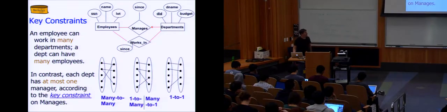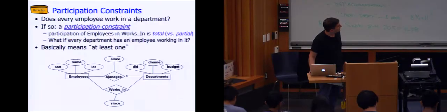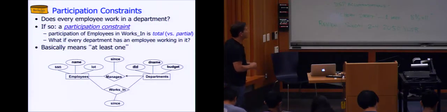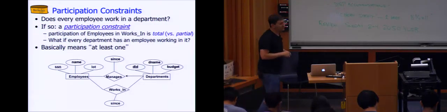Here's an example of a one-to-one relationship set, where you have at most one match from the left to the right, at most one match from the right to the left. We haven't seen one of those yet, but we will. Now, in addition to the key constraints on relationship sets, we can also have participation constraints.